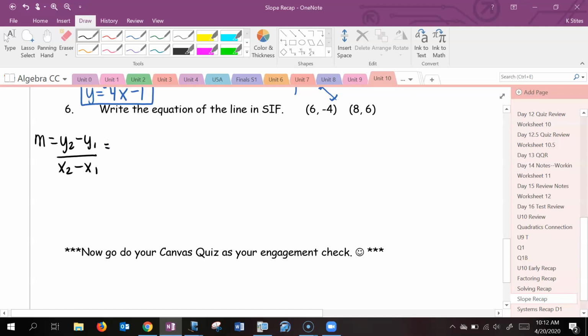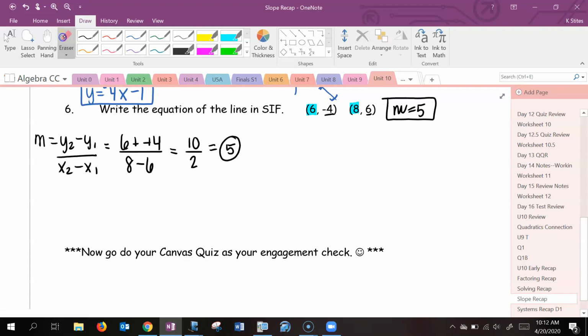So y2 minus y1 is going to be 6 minus -4. Notice I have both negatives there. And x2 minus x1, 8 minus 6. This becomes a plus. 6 plus 4 is 10. Over 8 minus 6 is 2. And 10 divided by 2 is 5. So that's my slope.